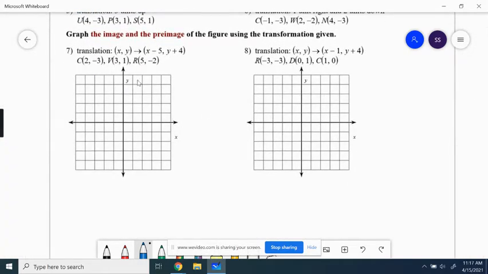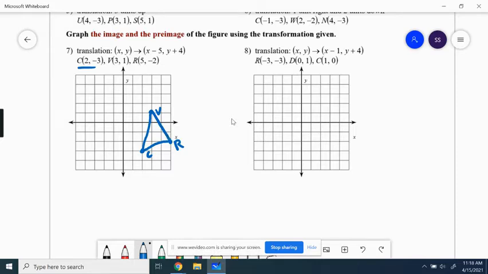All right. Number 7 and 8. These are similar to problems 1 and 2. We're not given the pre-image. We need to graph that out first. So let's first plot out our pre-image. So let's start with plotting C, which is over 2 down 3. 1, 2, 3. So there's C. V is at over 3 up 1. And R is at over 5 down 2. All right. So here is my pre-image triangle.